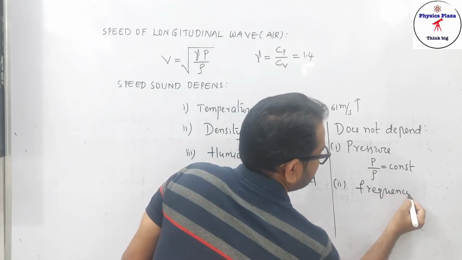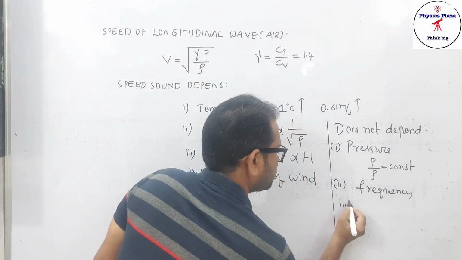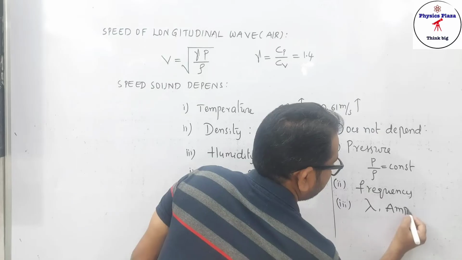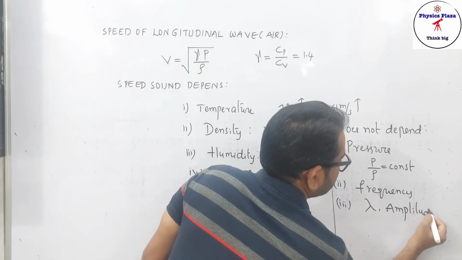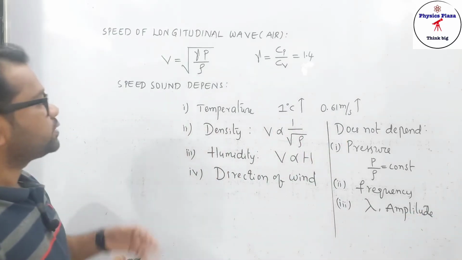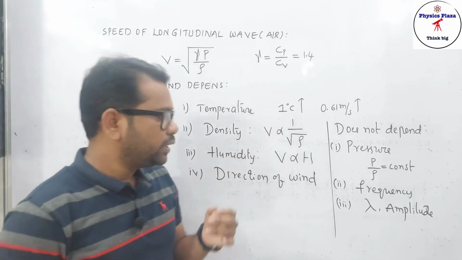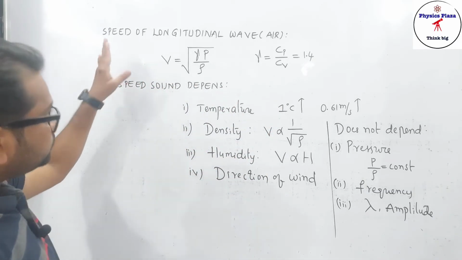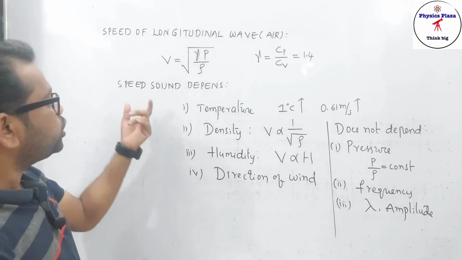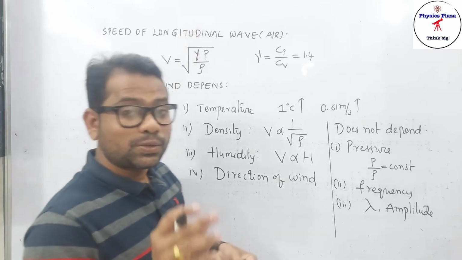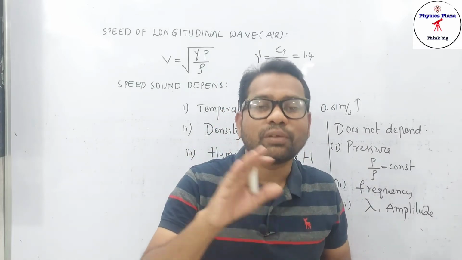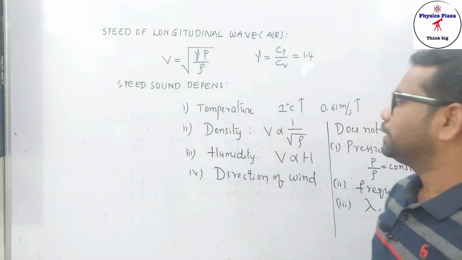So frequency, and even wavelength, and even amplitude also. These are the factors on which the speed of sound depends and doesn't depend. Here you may get a doubt: sir, you wrote about the speed of longitudinal wave, but why are you talking about sound here? Children, sound can travel in air in the form of a longitudinal wave. That is the reason why we have discussed it here.